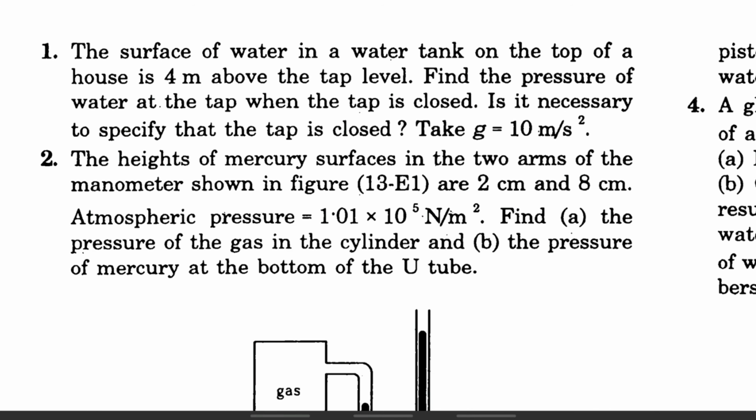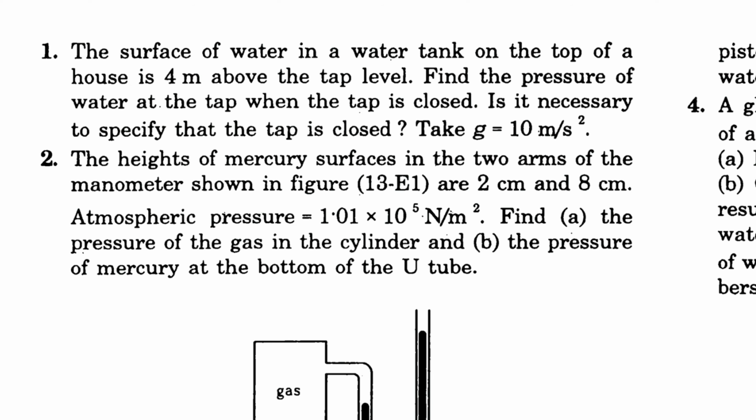Now, with the questions. The first question is, there is a surface of water in a water tank on the top of a house and it is 4 meters above the tap level. We need to find the pressure of water at the tap when the tap is closed. Now let's first try to visualize the situation. So this is the first one.